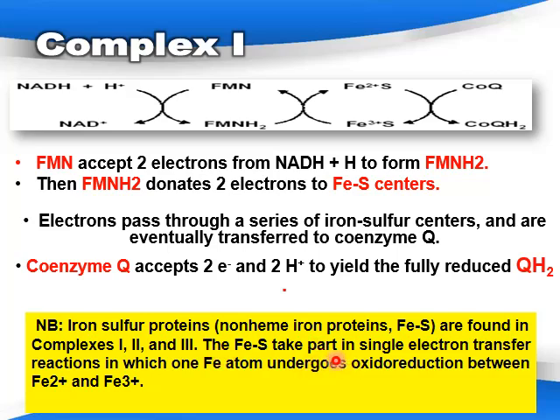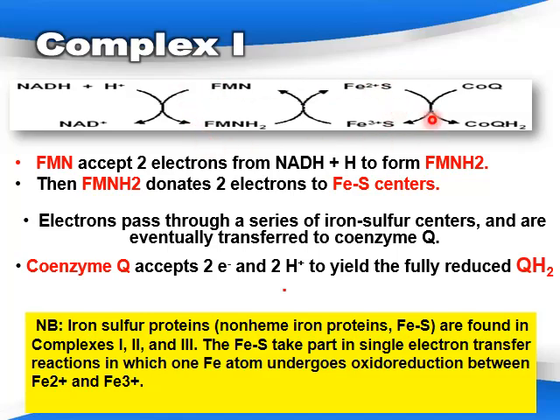They take part in single electron transfer reactions. They undergo oxidation reduction between ferric and ferrous. The ferric is the oxidized form, and by accepting electrons it is reduced and converted into ferrous. So this is complex 1.